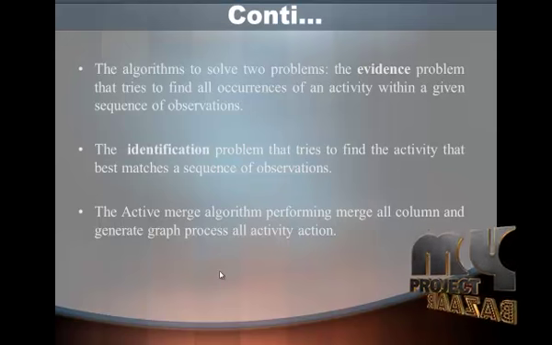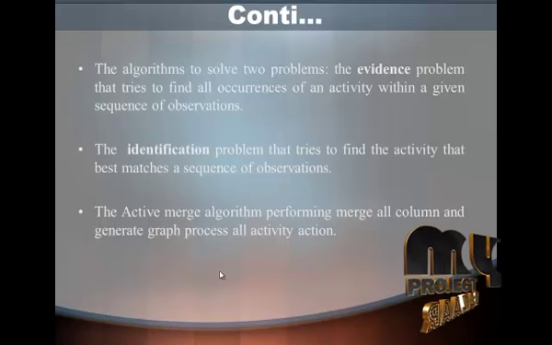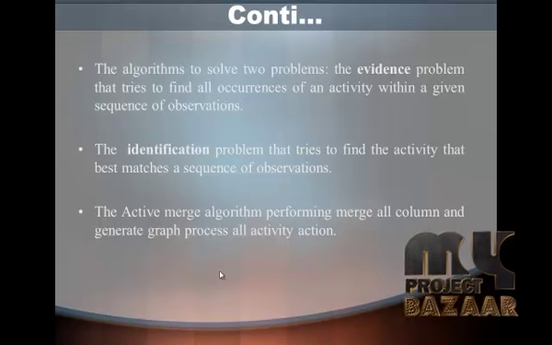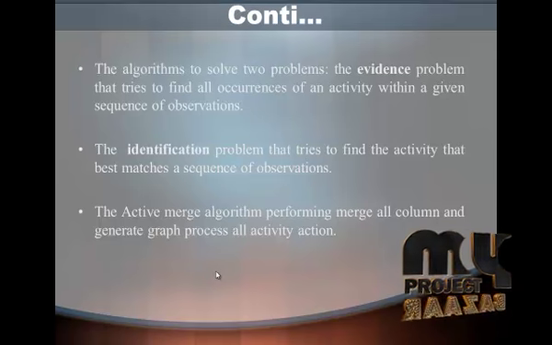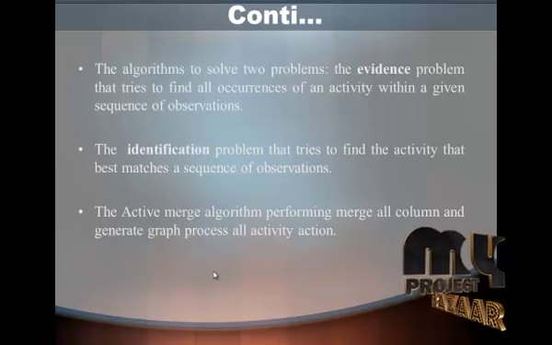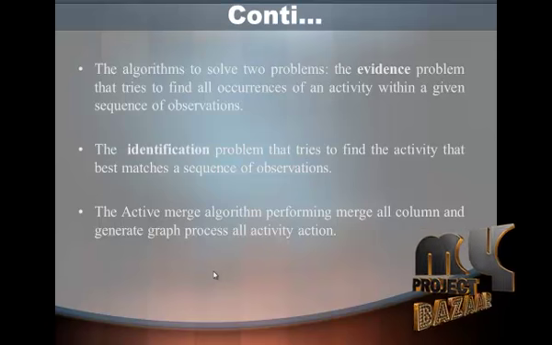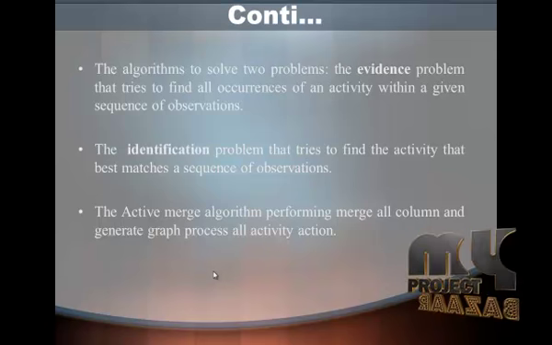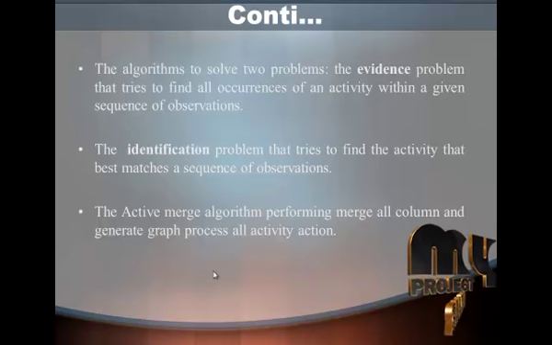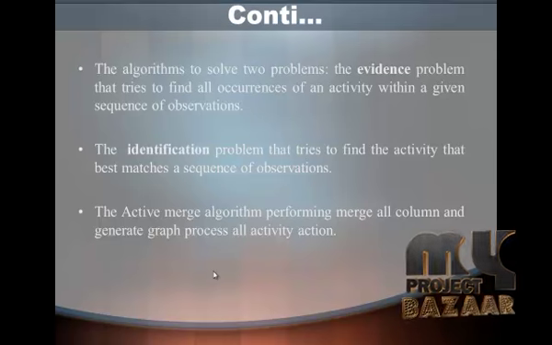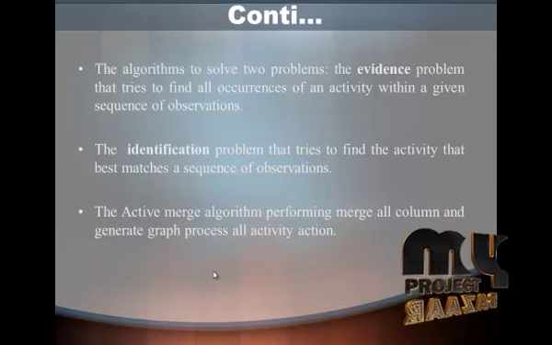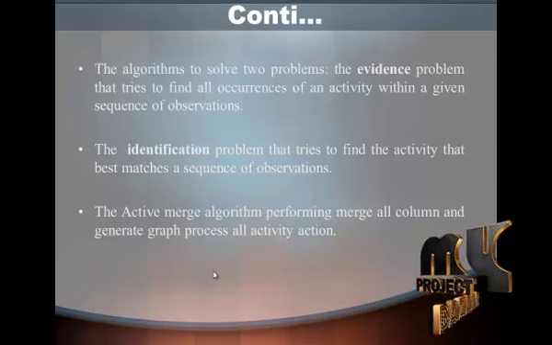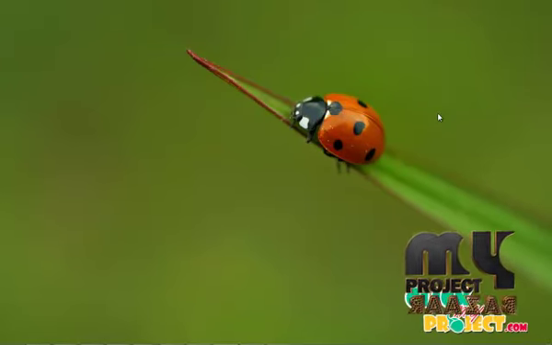The evidence is getting every system IP address and also the access time. The identification process calculates every action process. The identification problem tries to find the activity-based mechanism from a sequence of observations. The activity merge algorithm finds and merges all columns and generates a graph processing all the activity actions. The activity merge algorithm newly includes every action process and merges all the columns to generate the graph effectively. Now I will explain our project flow.